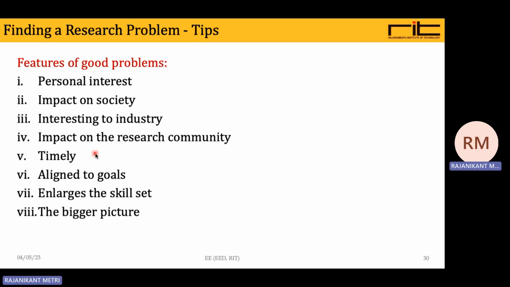The fifth feature is timely. That is, is the problem currently of interest to the research community, society or industry, or will it be of interest in the near future? If you are working on, say for example, DC machines or simple induction motors, whether it is possible that the research community or industry is interested in that particular topic, or whether it is useful in the near future. So that also needs to be seen.